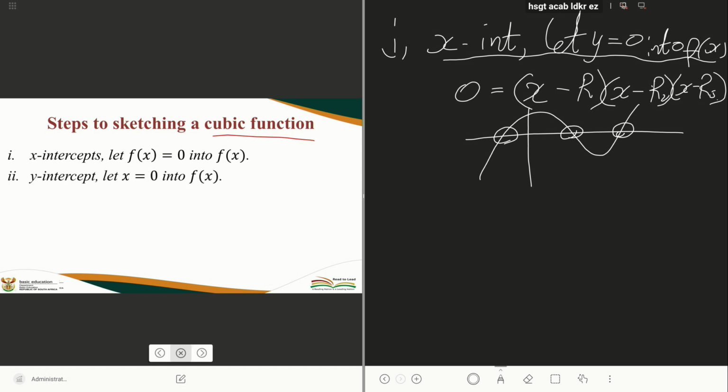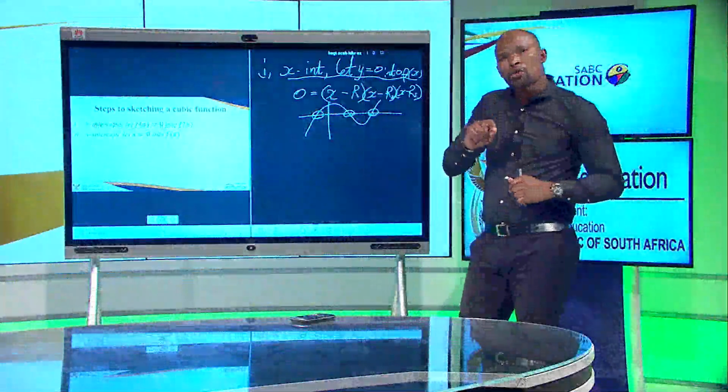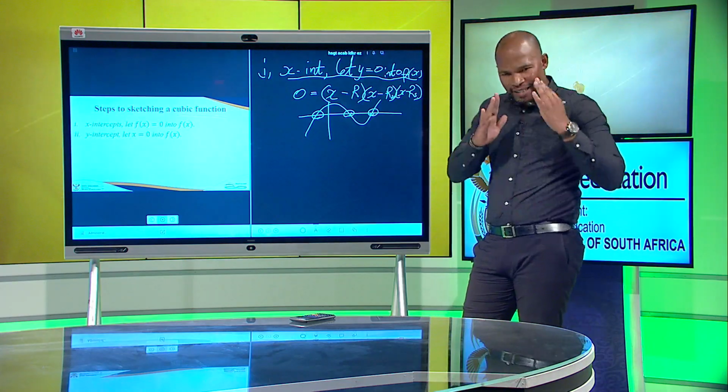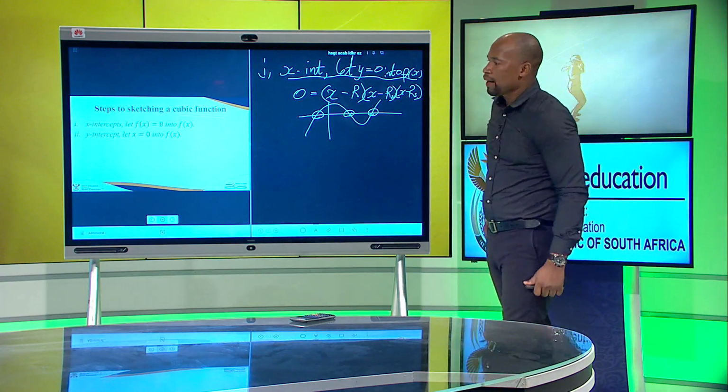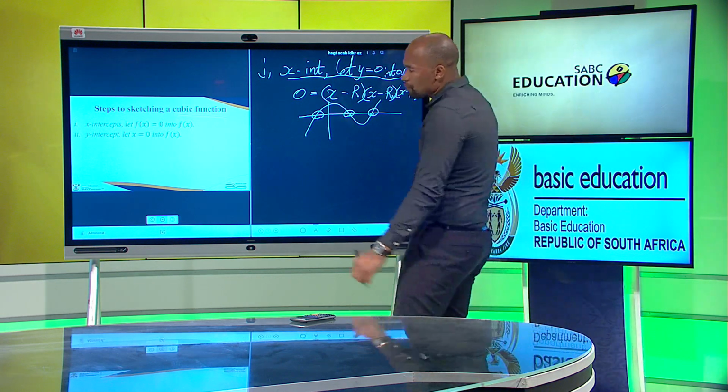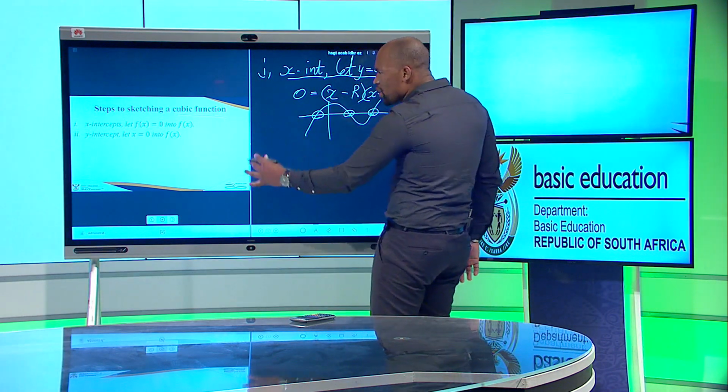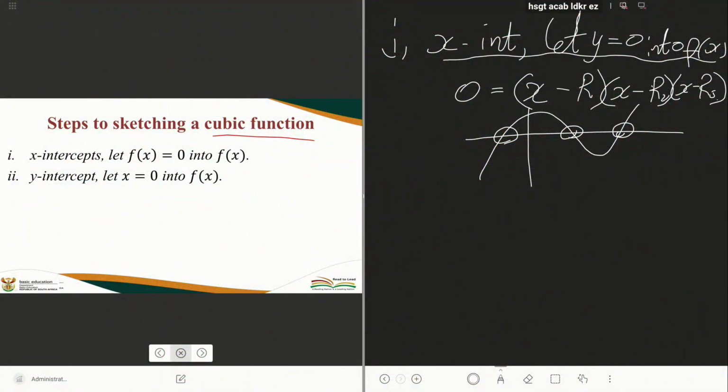Then, secondly, we need to calculate the y-intercept. How do we calculate the y-intercept? You're going to let x be equal to 0 in our f(x). It's the same thing as we do in the parabola function, so that's going to be easy. Where we see the value of x, we're going to put 0 in order for us to get our y-intercept.